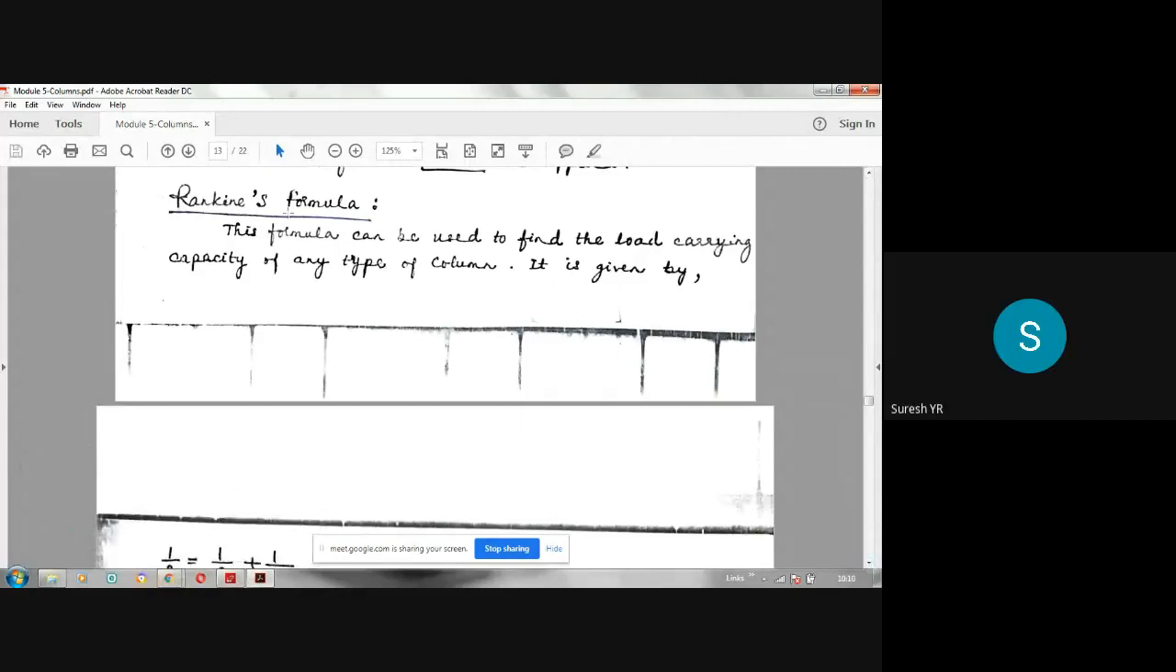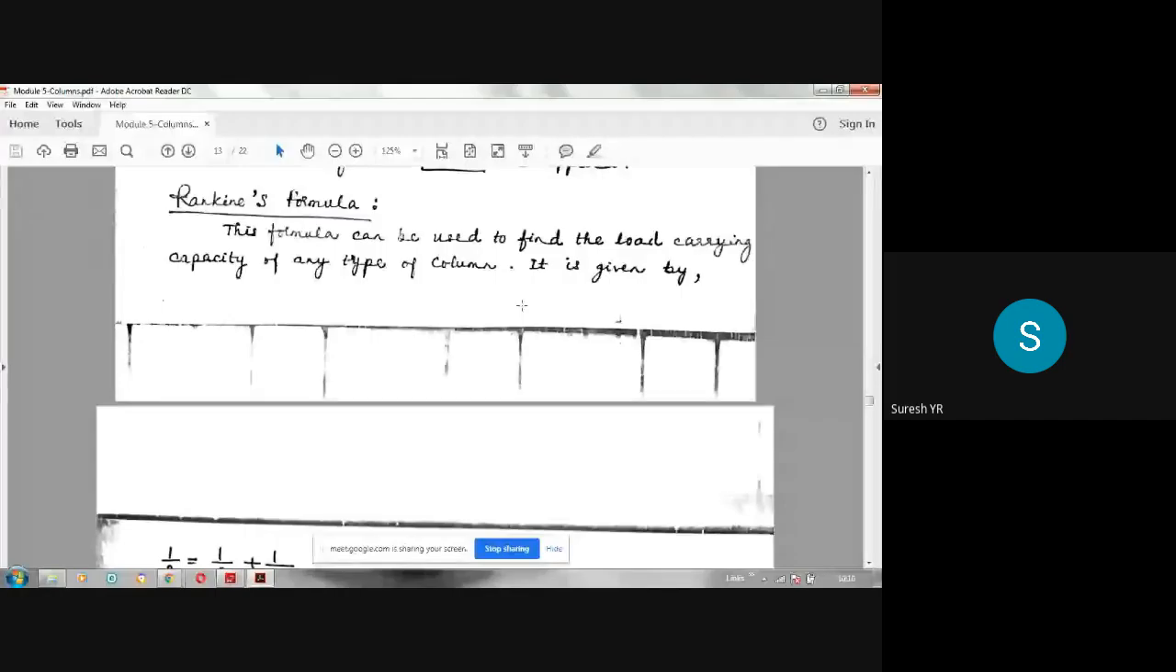Okay. So next we will see what is this Rankine's formula. So this is the load carrying capacity of any type of column. See, Euler's formula is used only for long columns. Please keep that in mind. But Rankine's formula is for medium columns as well as long columns. It is given by, this is the formula. 1 by P is equal to 1 by PC. P means load carrying capacity of the column.